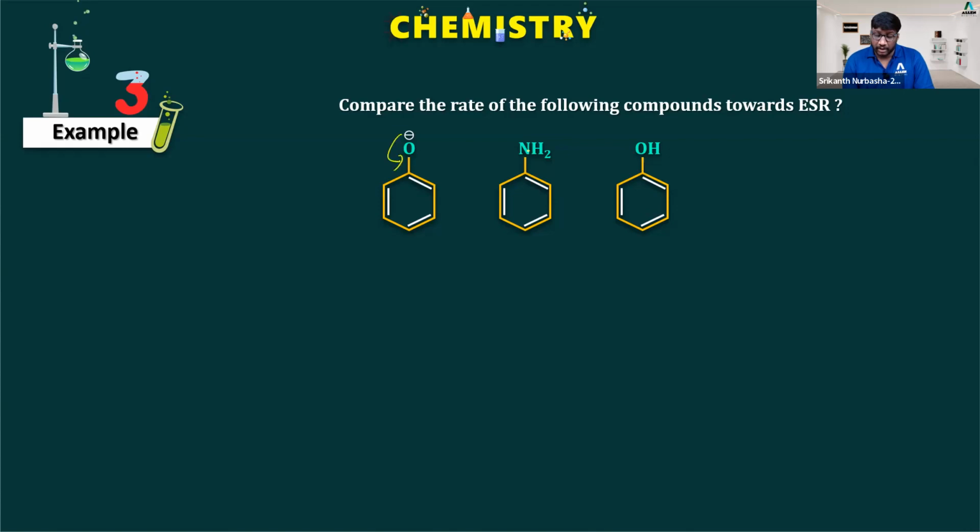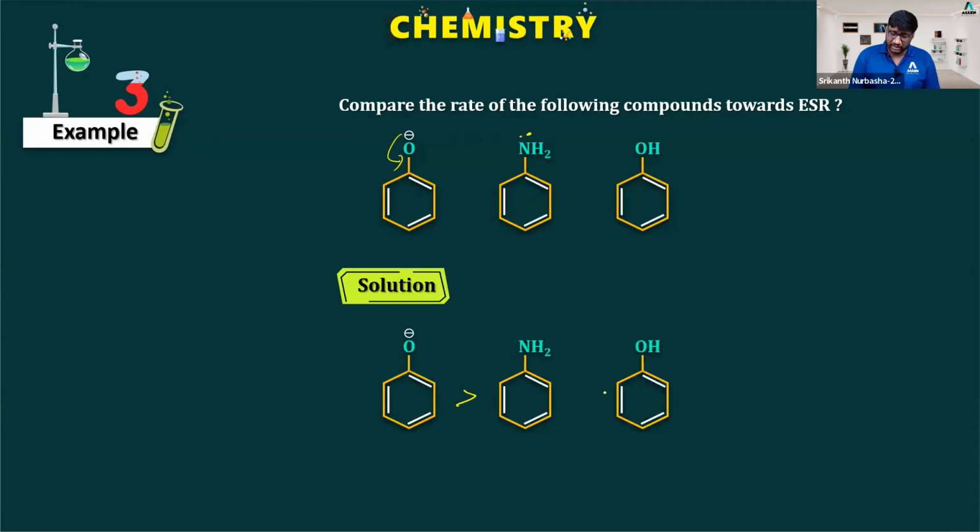First point. When compared to neutral NH2 and OH, which can donate greatly? NH2, because electronegativity comes into the picture. Oxygen is more electronegative. A more electronegative atom withdraws and withholds the electron density. Less electronegative nitrogen can donate the electron density. So phenoxide greater, then aniline, then phenol. You should not compare oxygen and nitrogen for phenoxide and aniline, because here oxygen has a negative charge. A negatively charged atom will be a better nucleophile, a better electron donating group, when compared to a neutral atom.